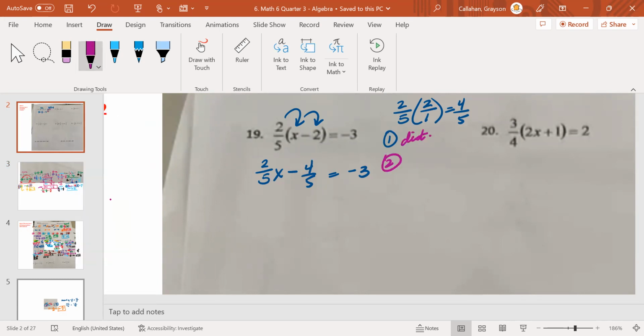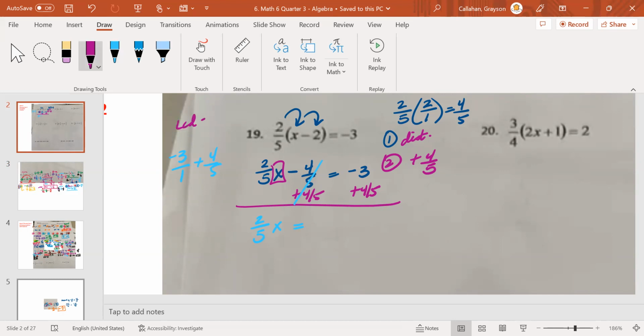Step 2, your goal is to get x by itself. X is not by itself. You need to get rid of the -4/5 first. So opposite of a negative is a positive. So add 4/5 on both sides. That cancels. Bring down the 2/5x equals. On the side, you should do the -3/1 plus 4/5.